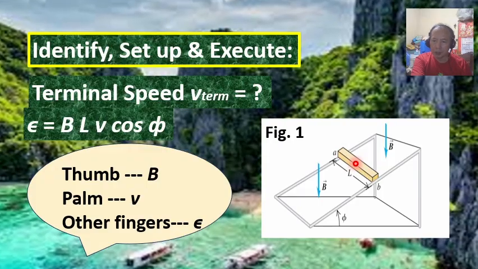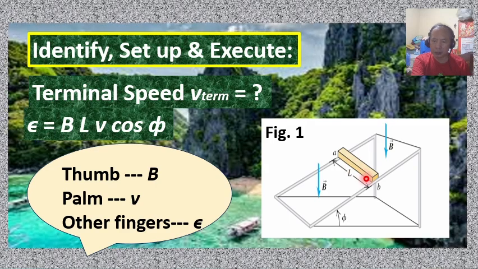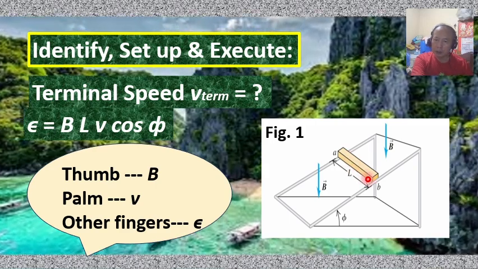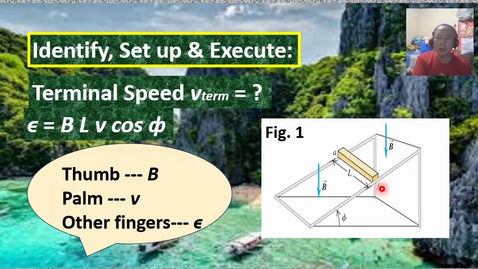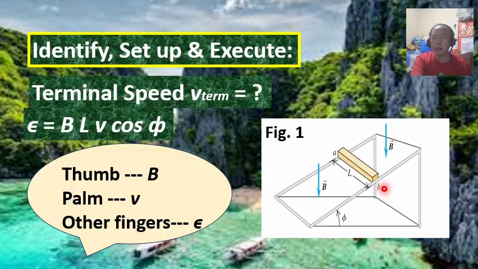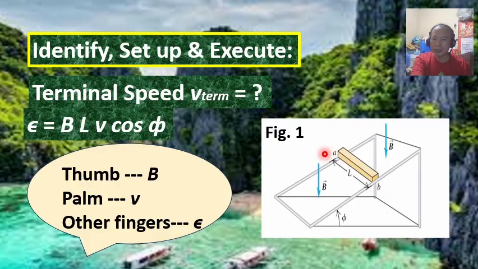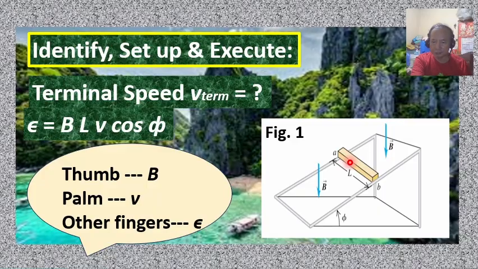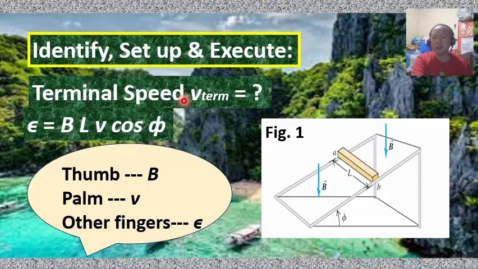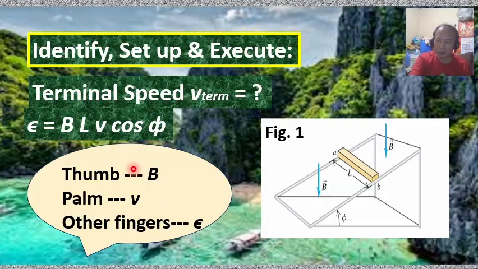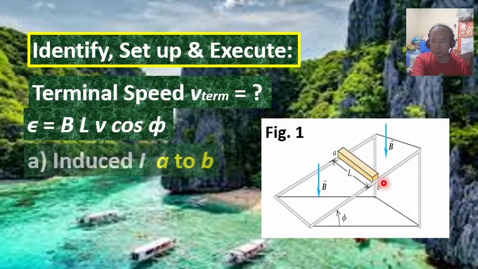relative to the bar, is from point A to point B, or it makes point B the positive polarity, while point A becomes the negative polarity. So in describing the direction of the induced current, we say it is from point A to point B within the bar.